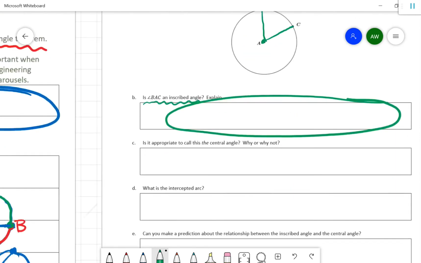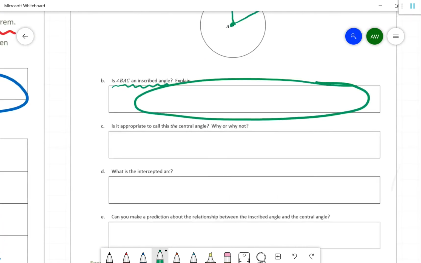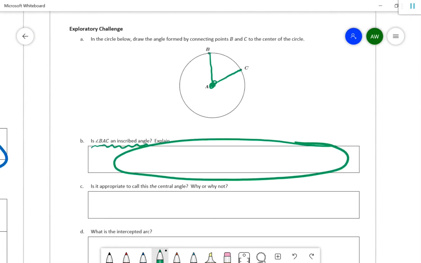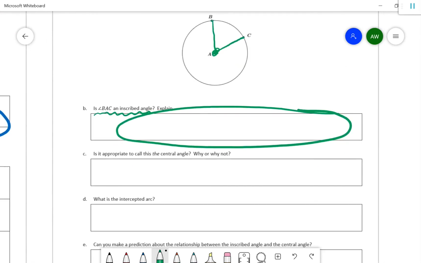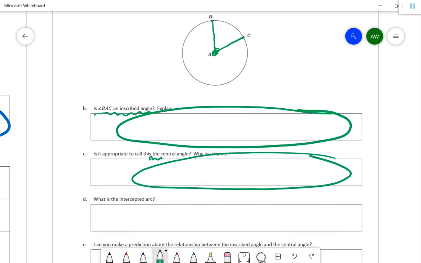This would actually be, if we look at our definition, we would say that this is a central angle, right? Because the vertex of our angle is in the center of our circle, right? A is in the center of the circle. Now, part C asks us, is it appropriate to call it the central angle? Why or why not? Go ahead and share your thoughts there. This is a great discussion question, and I'm really curious to see what you guys have to say, so I'm not going to go over the answer here.